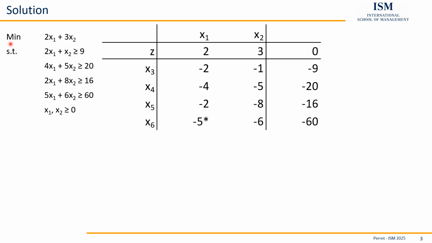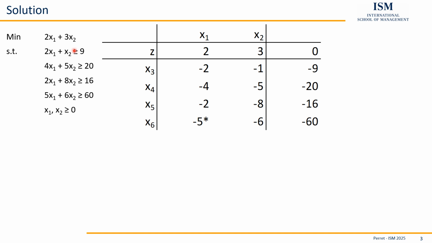Since it's a minimization problem, I can take the coefficients from the objective function as is. So for x1, I take 2. For x2, I take 3. Then I'm going to insert 0 for x1 and x2, since they're both up here, giving me as a solution a value of 0 for the objective function. So this is the first part. Then I'm getting to the constraints.